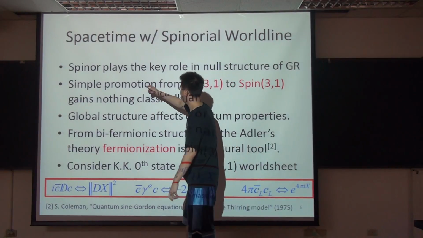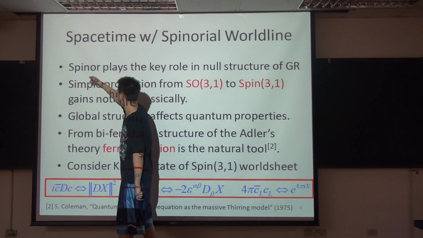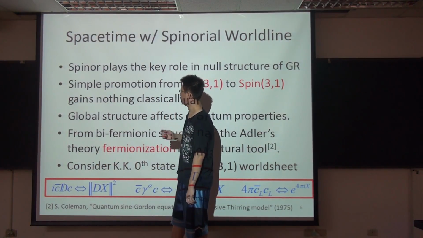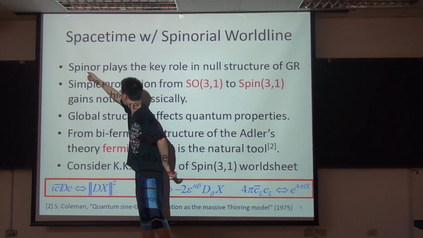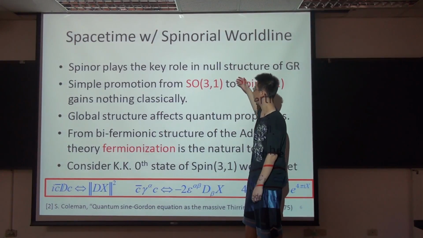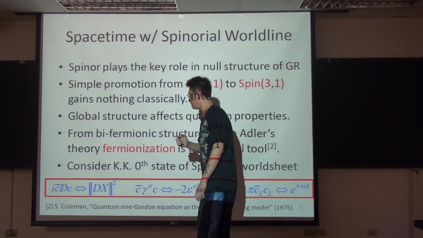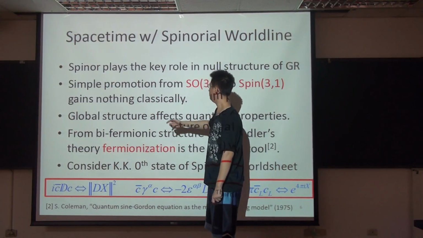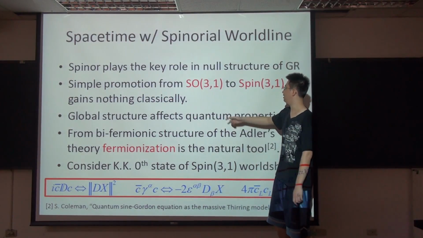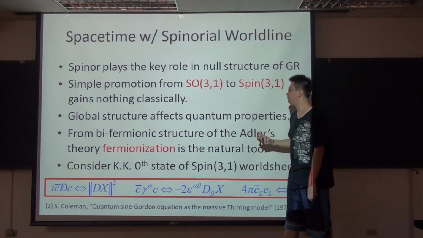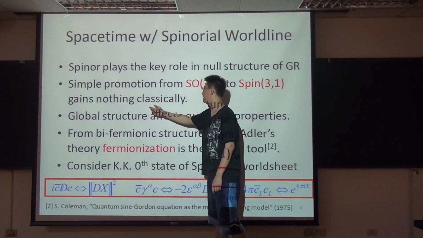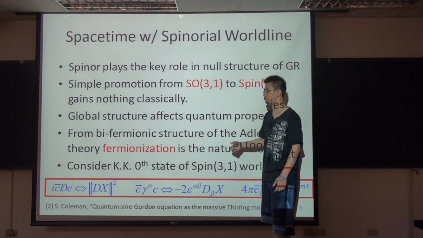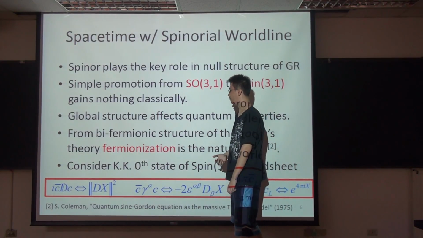As we know from the Newman-Penrose formalism, or from recent work like soft graviton theorems, spinors play an important role in the null limit of GR. So we might try to construct a theory which just depends on spinors. If we simply promote our space-time symmetry from SO(3,1) to Spin(3,1), locally it's always the same, so we get nothing new. However, if we promote our system into a quantum system, we know that global structure will affect quantum phenomena, so we'll get something different.